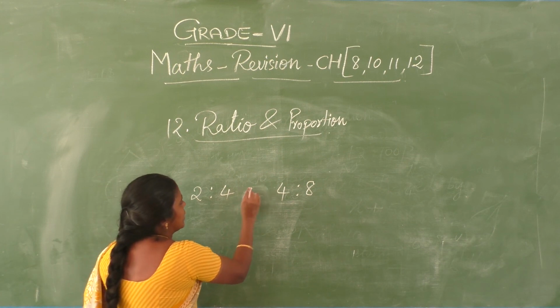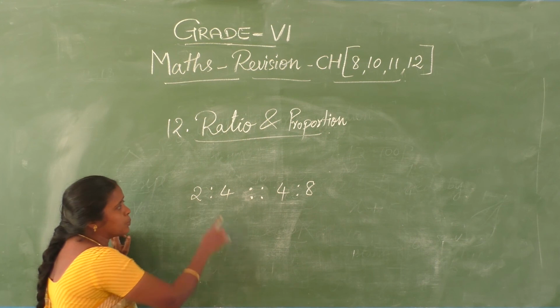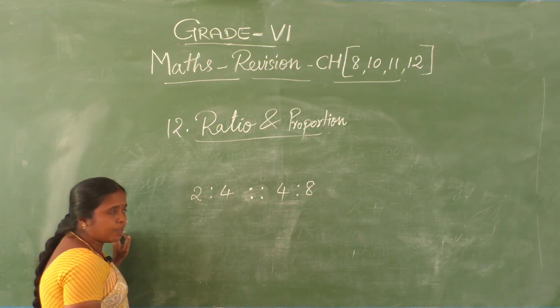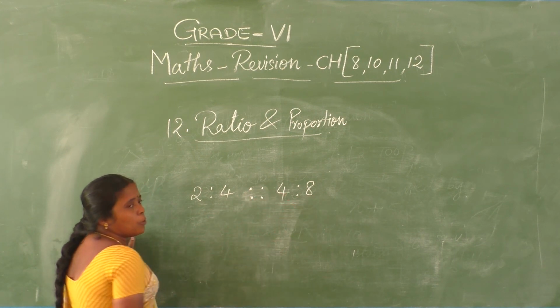The proportion symbol is like this. 2 is to 4 is proportional to 4 is to 8. How do you read it? 2 is to 4 is proportional to 4 is to 8.